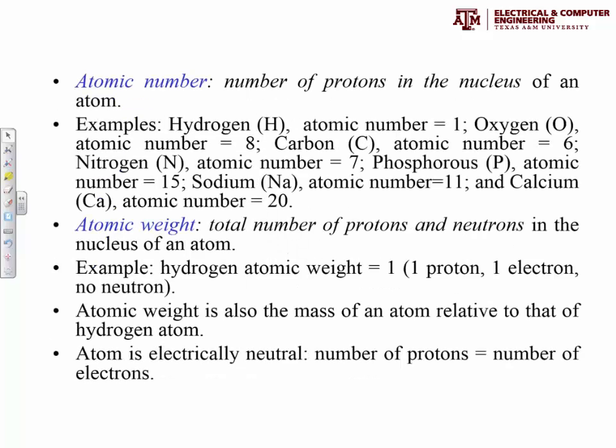So then we go to the atomic number. That's the number of protons in the nucleus of an atom, right? And here we give you some examples. For example, hydrogen has an atomic number of 1, because it has only 1 proton in its nucleus. Oxygen has an atomic number of 8. Carbon has an atomic number of 6. Nitrogen has an atomic number of 7. Phosphorus has an atomic number of 15. Sodium has an atomic number of 11. And calcium has an atomic number of 20, right?